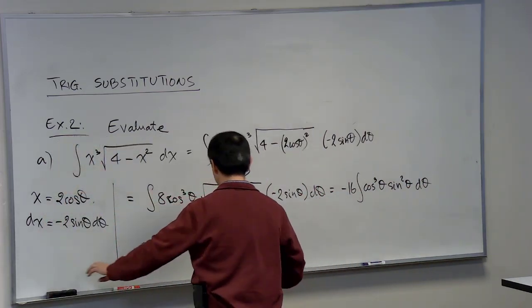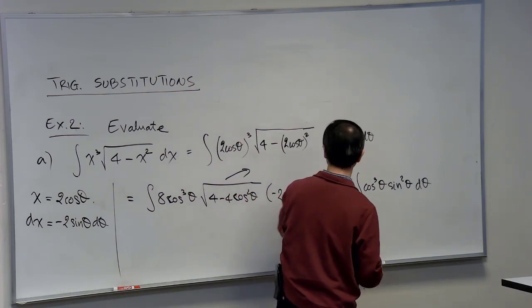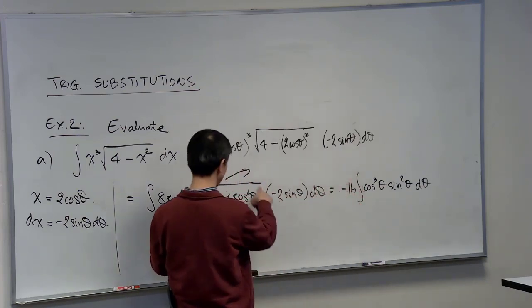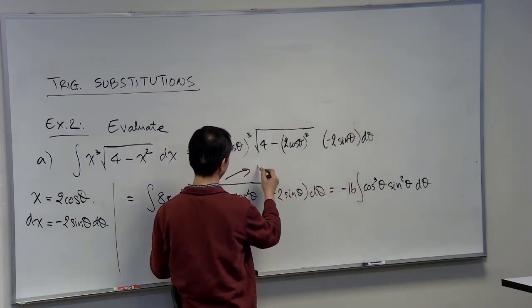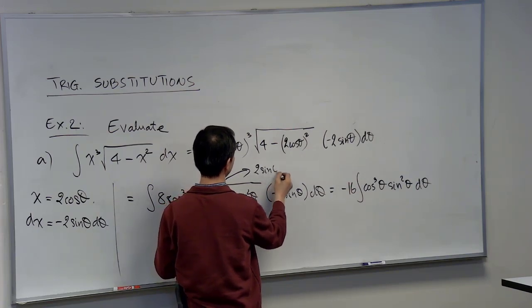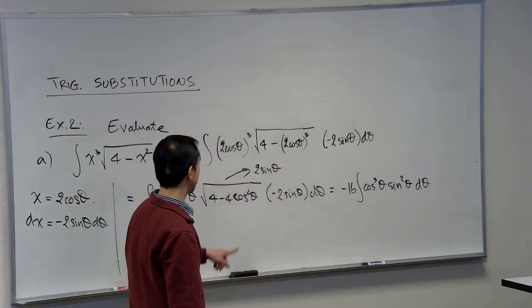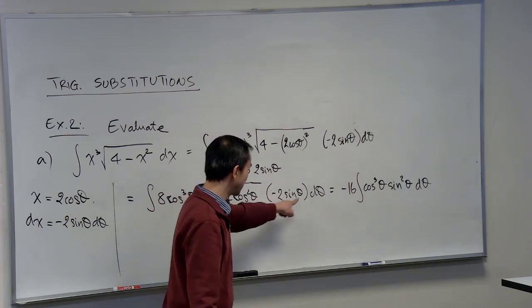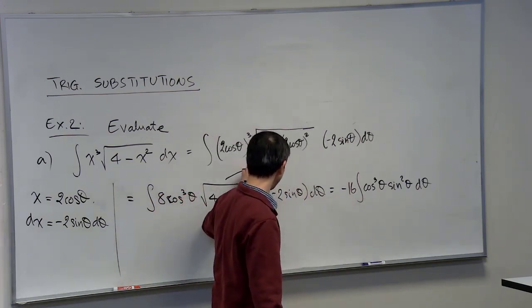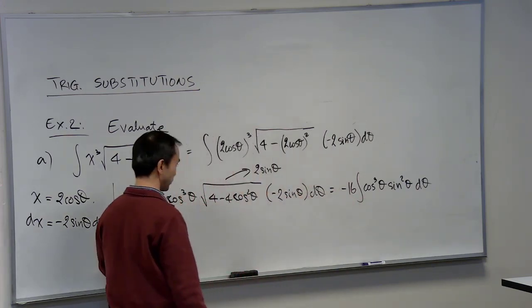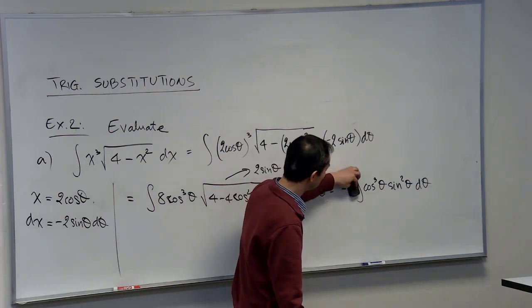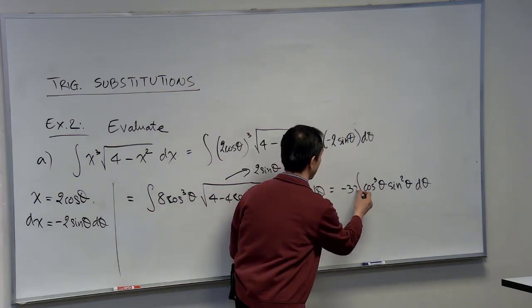It should have been 32. Yeah, because this here is a 2 sine theta. And then the 2 times sine theta makes it sine squared, and then the negative sign with 2 times negative 2 and multiplying it with 8, it's making it negative 32 actually. All good?